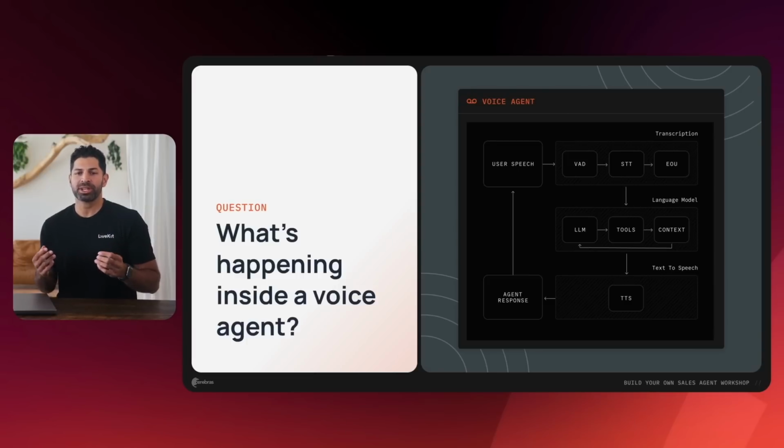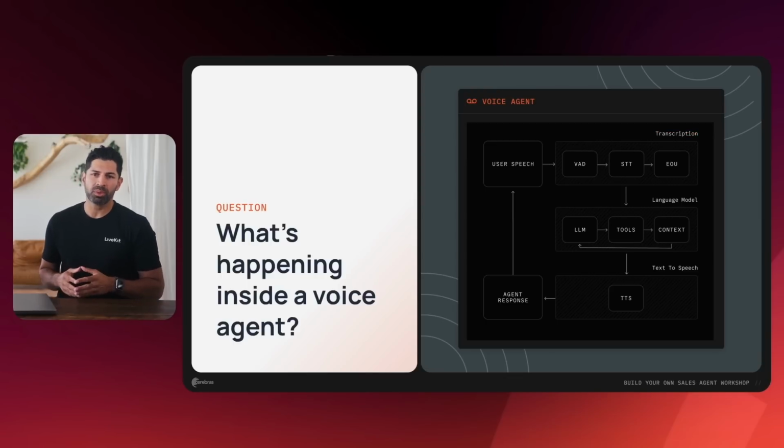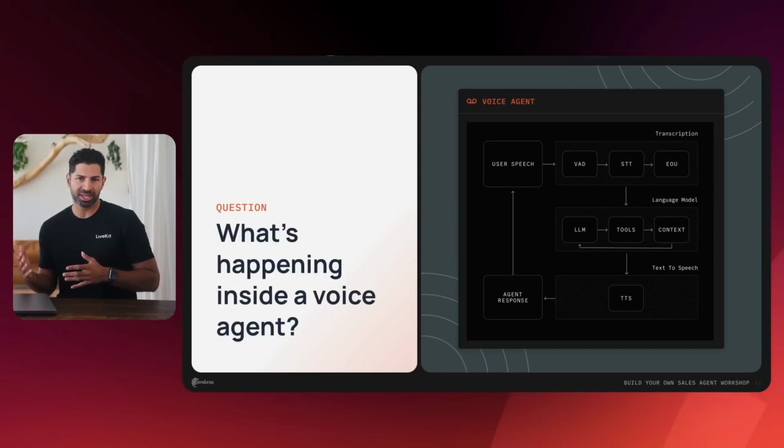Now, let's talk about what's actually happening inside the voice agent when you're having a conversation. The first step in this pipeline is a transcription phase, or ASR, automatic speech recognition. Ideally, we only want to send speech, not silence or background noise, to our speech-to-text model.